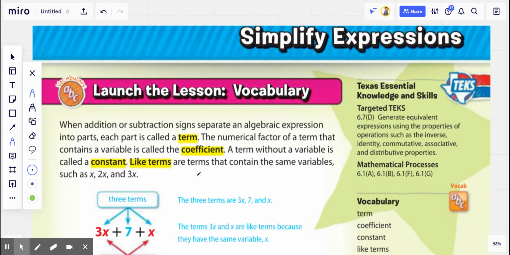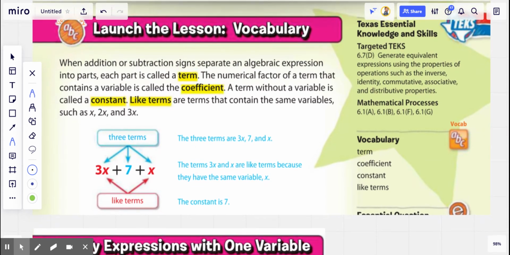All right, well, that's a lot of words, but here's what the picture of that looks like. Okay, so you see the blue arrows? It says the three terms are 3x, 7, and x. So those are the terms. The terms 3x and x are like terms because they have the same variable. The constant is 7. So no matter what happens, because remember, x is the variable, it's a number, we just don't know what number it is. Whatever happens to x, here we multiply it by 3 and it's x here, 7 is always going to stay the same. That's why it's called a constant. It's constant.